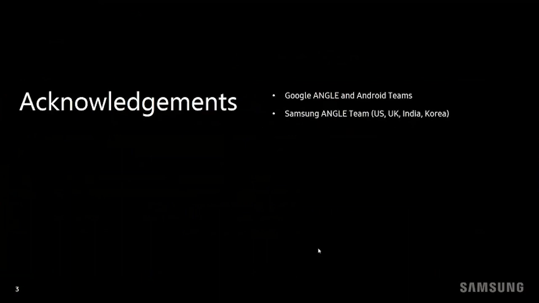Agenda, Angle. We'll go through the agenda, but I have this for people later. Before I start, I'd like to do acknowledgements. I did not write a single line of code. I am doing the less important work of helping run the team, but I did want to say thank you to the Google Angle team. They helped us at the beginning, and then the Samsung Angle team strewn across the world. They did most of the heavy lifting, including the US with my team, UK with Ralph and team, India and Korea. So we had quite a few groups working on this, and I just want to say thank you.